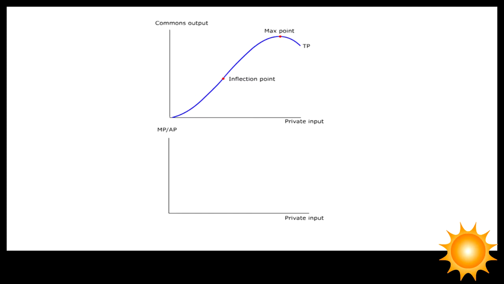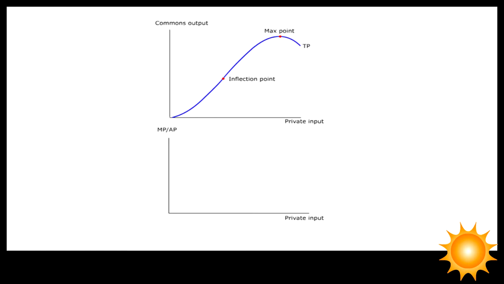Such characteristic is illustrated by a production function that enjoys increasing returns initially when additional private input is added, namely, output increases at an increasing rate up to the inflection point. Then output suffers diminishing returns, namely with output increasing at a decreasing rate after the inflection point. Finally, output maxes out and starts to decline.